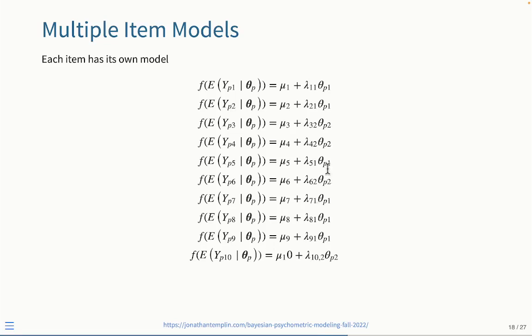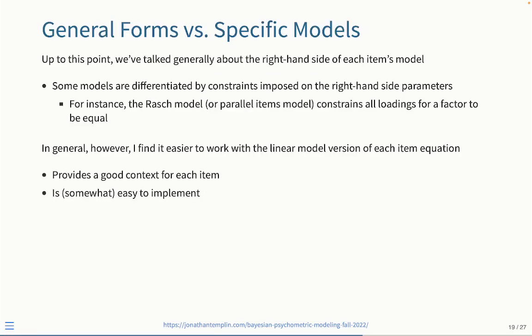So I had figured out my own personal alignment for these items, and of the 10 items, I picked items 3, 4, 6, and 10 as measuring this non-government factor, whereas the rest of the items measure the government factor. So up to this point, we've talked generally about the right-hand side of each item's model. And typically when we start to call different names for different models, this is where you see different parameter constraints come in to delineate some of those names.